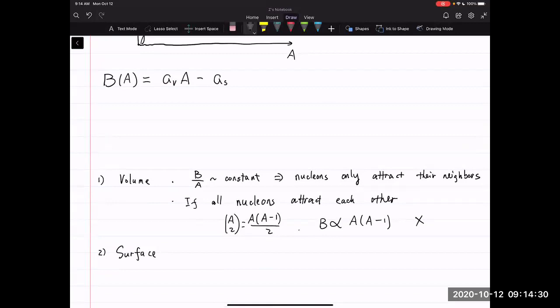It is the surface term, and this term is proportional to the surface area. What is the surface area? If A, the total mass number, is proportional to volume, then if we assume the nucleus is a perfect sphere, the radius of the sphere will be proportional to the cube root of A.